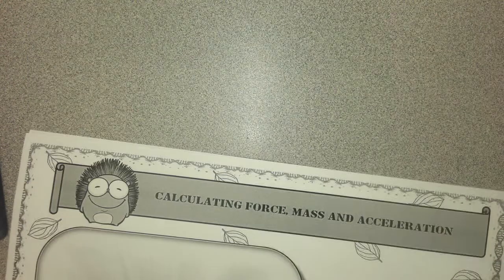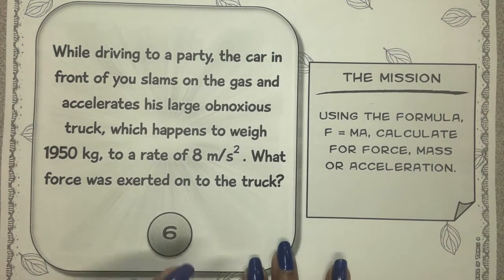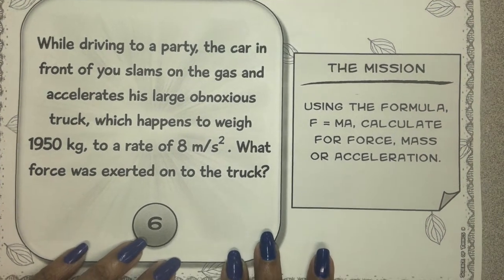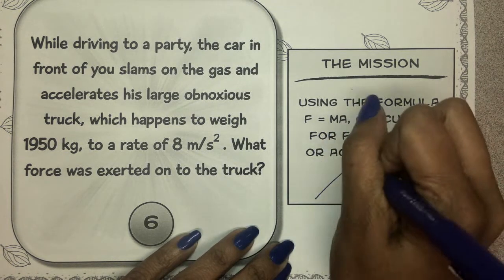All right, last one. While driving to a party, the car in front of you slams on the gas and accelerates his large, obnoxious truck, which happens to weigh 1,950 kilograms, to a rate of 8 meters per second squared. What force was exerted onto the truck? All right, let's draw a triangle.